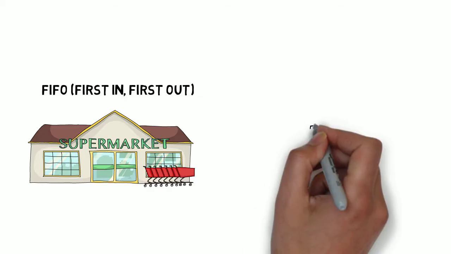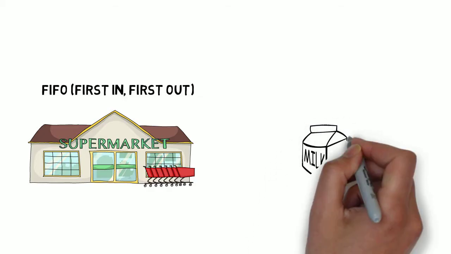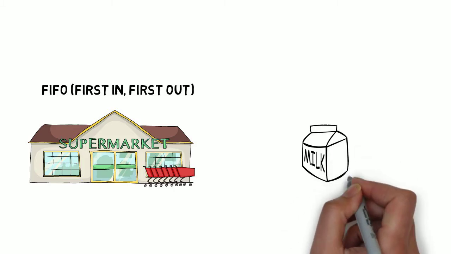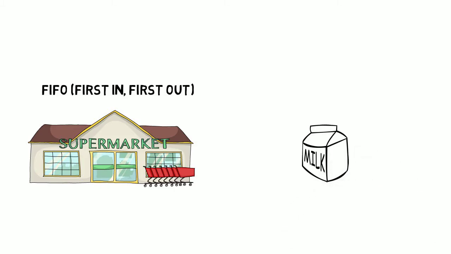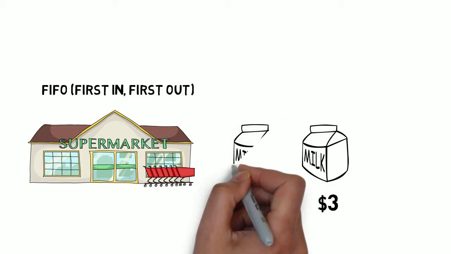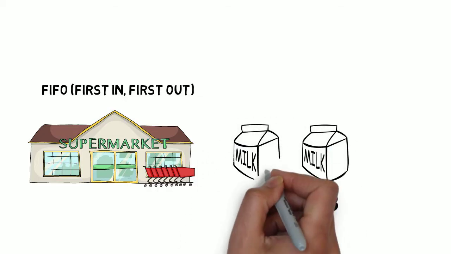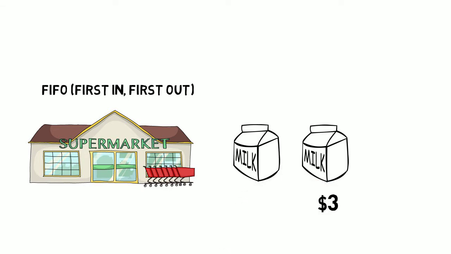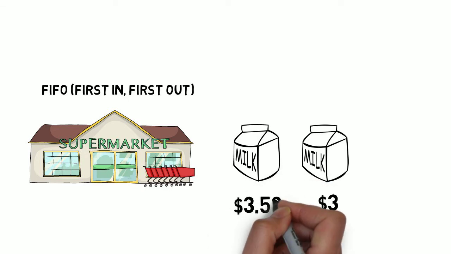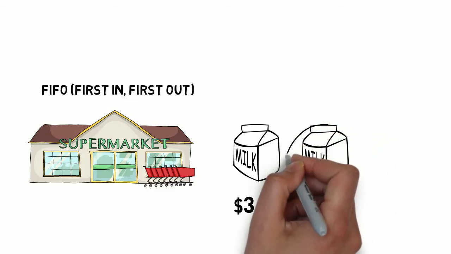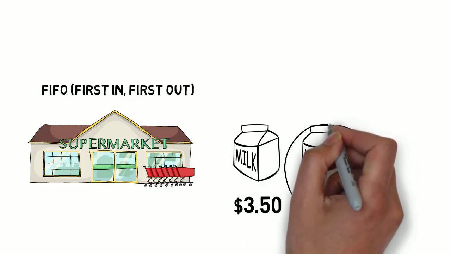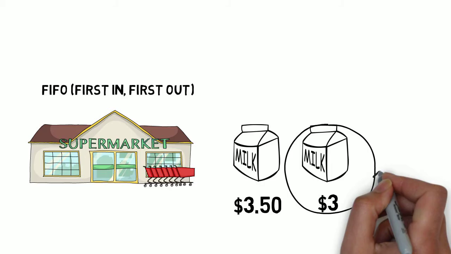It might be easiest to think about this with milk. Let's say you purchase milk for $3 and then the price of milk went up and now you're buying milk for $3.50. Well, with FIFO you would record the $3 milk as being the first one that is sold. It is the first one that was into the store, so it is the first one that is out of the store.